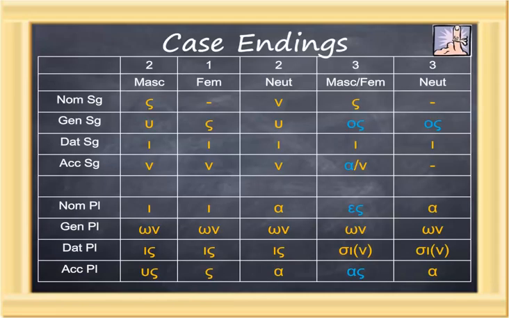Chapter 11. Last time, we learned the third declension, a consonantal declension that has a series of case endings for masculine, feminine, and neuter that have some similarities to the first and second declension, but also some unique forms. This chart reviews those forms for you. Please pay particular attention to the genitive singular, omicron sigma, the nominative plural, epsilon sigma, and the accusative plural, alpha sigma.